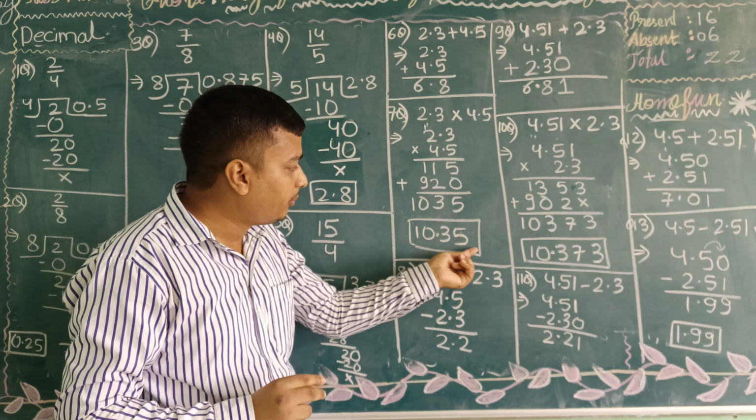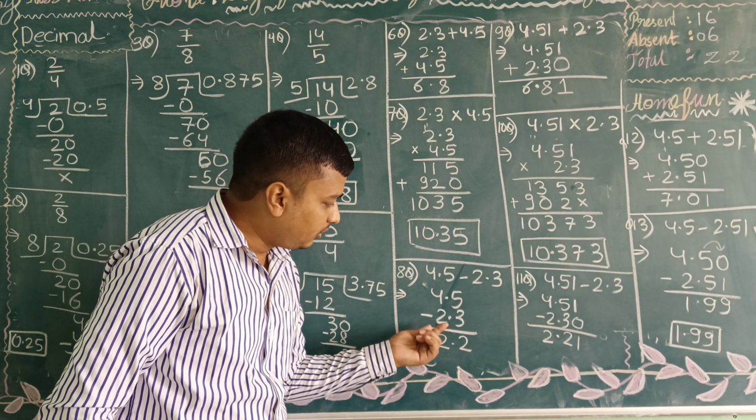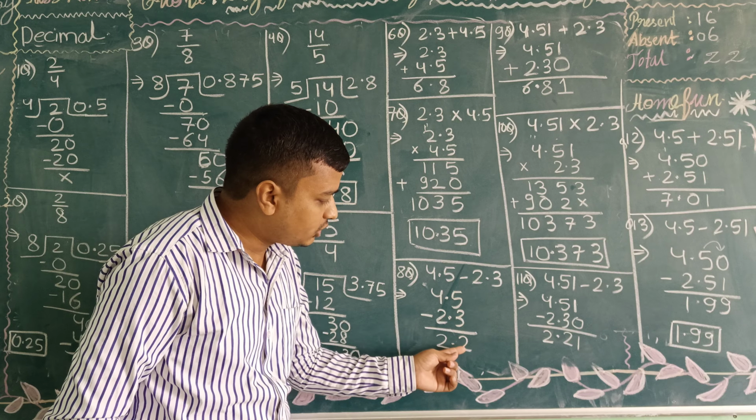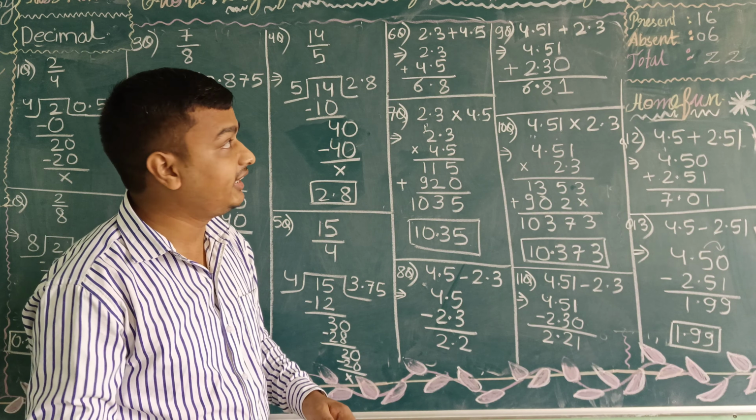Now again same, 4.5 minus 2.3. So I will write 4.5, 2.3 I have written over there. Now decimal to decimal near. 5 minus 2, 2. 4 minus 2, 2. So answer is 2.2. Now let us move to the next digit.